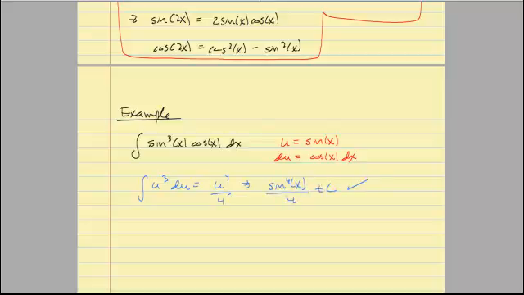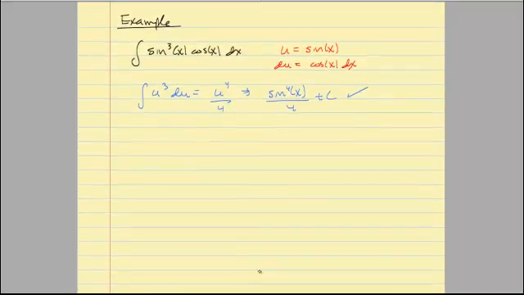So not all trig integrals involving sines and cosines or secants and tangents require the use of a particular process or algorithm to solve. A lot of times it's a u substitution that will work, and I encourage you to always try a u substitution first.